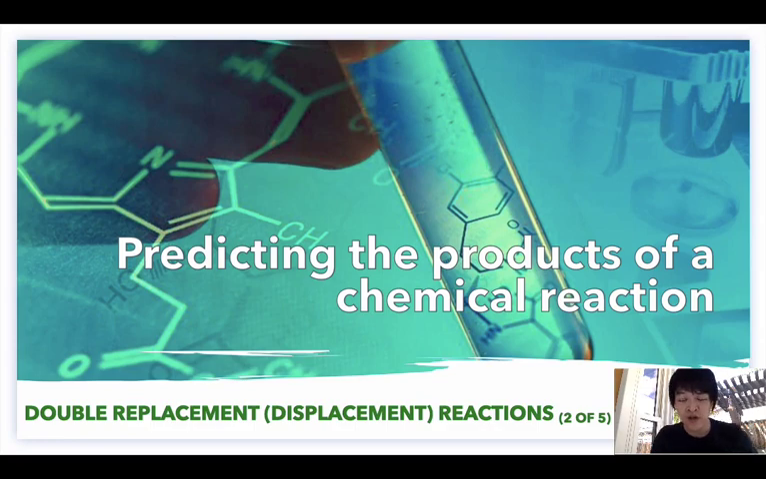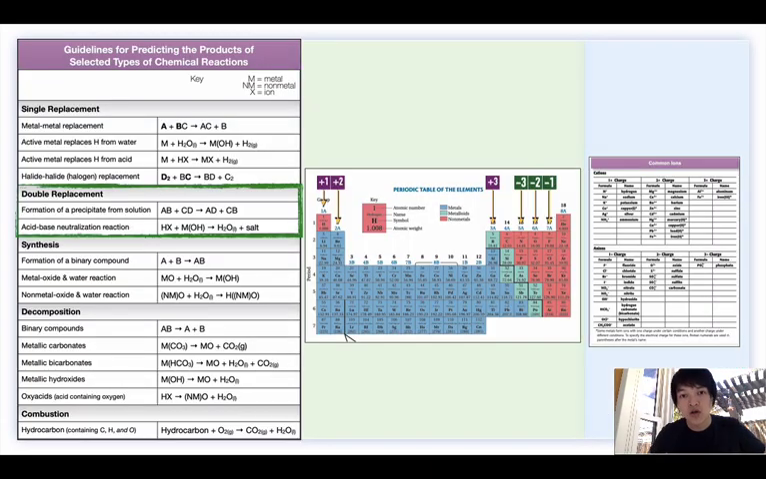This video is a part of the Predicting the Products of a Chemical Reaction playlist, and this is our second video on double replacement reactions, also known as double displacement reactions. We're going to need to have the guideline for predicting products. On the left, you're going to see a green box. Those are the types of reactions that we're going to look at.